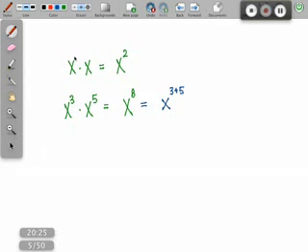Another way to think about it is going back to exercise 1, or the first question. We could have said that was x to the first power times x to the first power, which would have then given us x to the 1 plus 1 power, which is again x to the second power, or x squared.